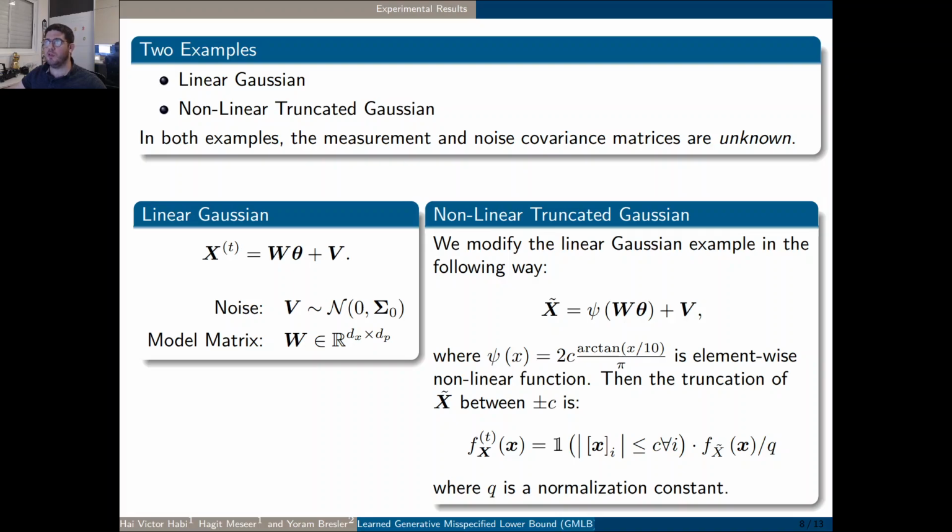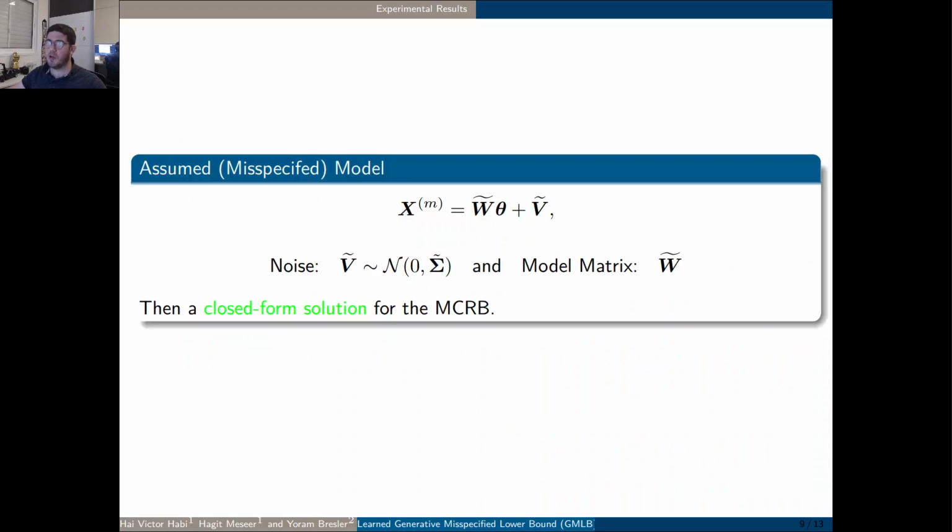We demonstrate GMLB on two problems: a linear model with Gaussian noise, and a non-linear model with truncated Gaussian noise. In both examples, the measurement matrix and covariance matrix are unknown. In the linear model, the measurement is a linear transformation of the parameter vector with an additive Gaussian noise. In the non-linear example, we add an element-wise non-linear function psi. Then we truncate the measurement to obtain the true distribution for this example. For both examples, we assume the same misspecified model, a linear model with additive Gaussian noise. Using this misspecified model, we can obtain a closed-form solution for the MCRB.